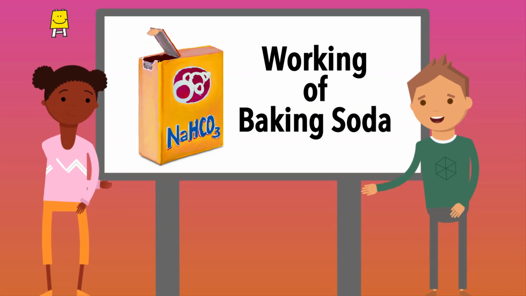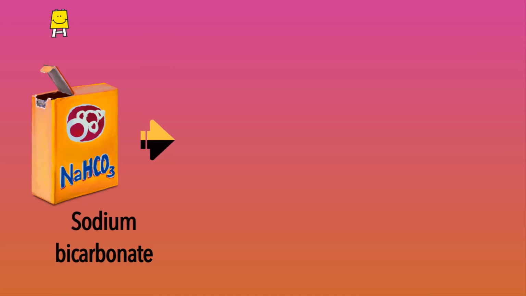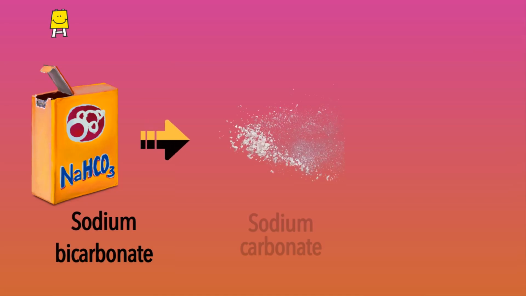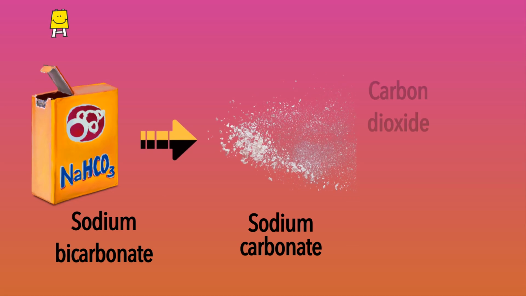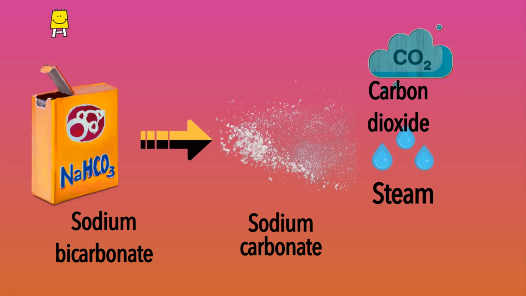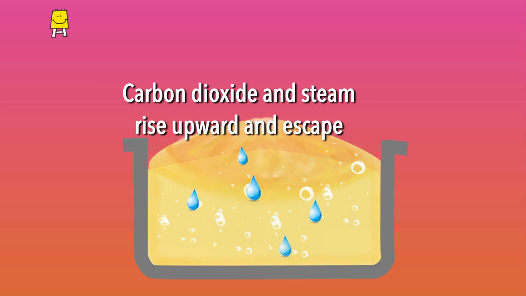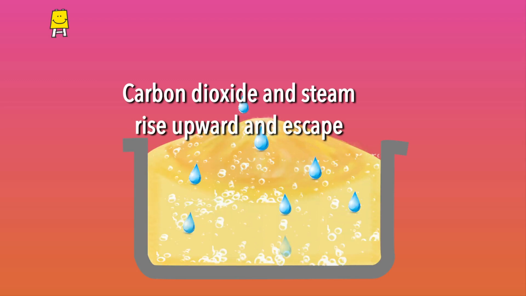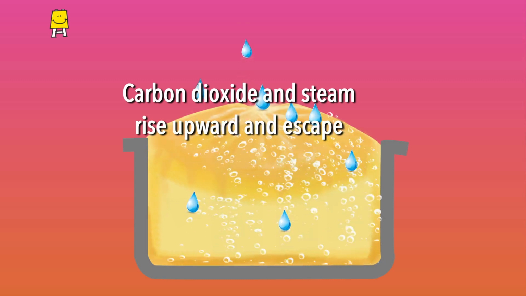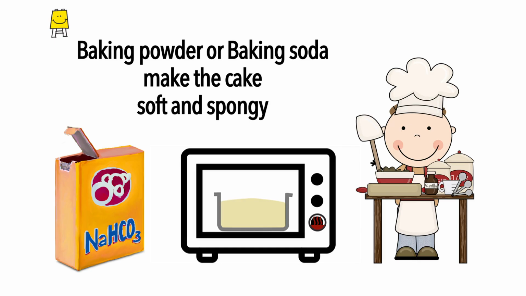Baking soda or sodium bicarbonate works in a similar way. When heated, sodium bicarbonate changes into sodium carbonate. Carbon dioxide and water in the form of steam are also formed in this reaction. Carbon dioxide and steam rise upward and escape, leaving behind little holes in the cake. Now, do you understand why it is so important to use baking powder when we bake a cake?